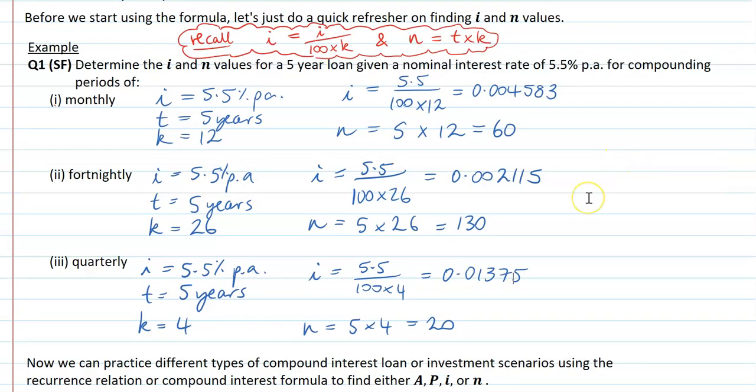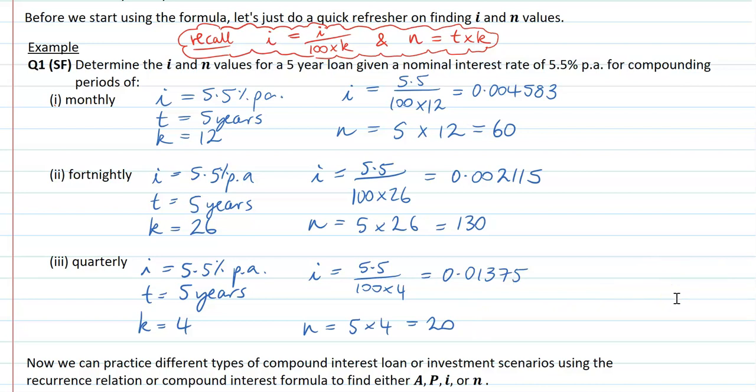How did you go? Hopefully for the fortnightly, you got a decimal interest of 0.002115 and an N of 130. For quarterly, a decimal interest of 0.01375 and an N value of 20. Okay, so now we get into the fun part.